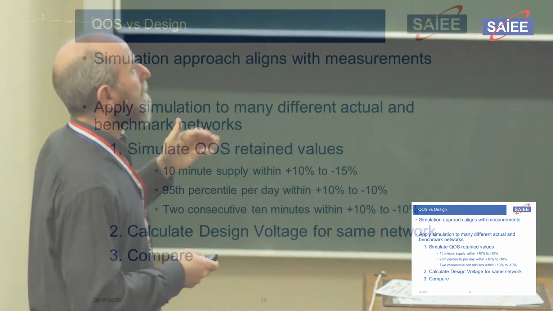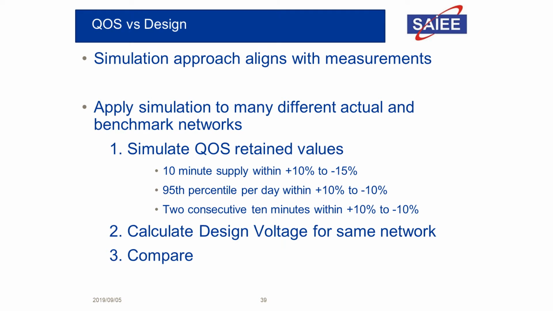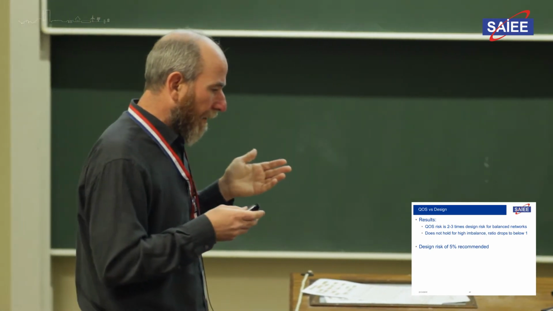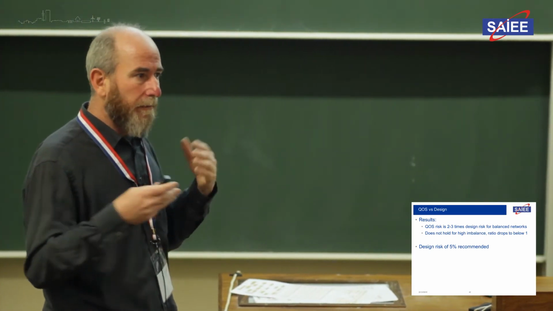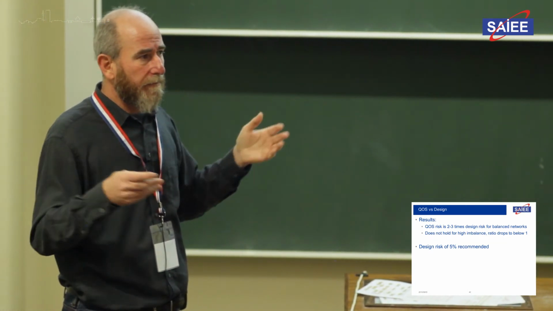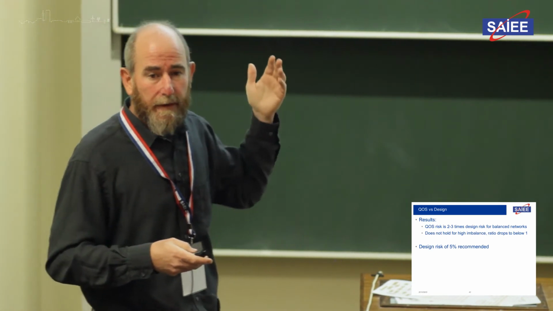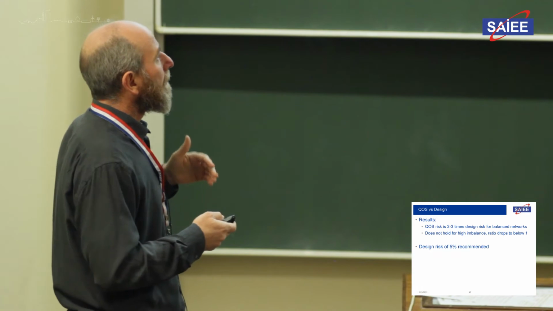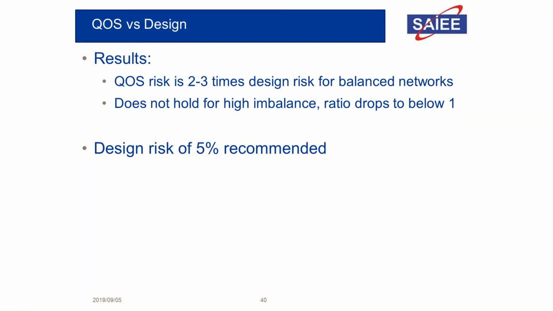So now what we want to do is say, okay, we're still trying to answer this question: what is the quality of supply risk versus the design risk? I applied it to a whole bunch of different types of networks, some balanced, some unbalanced, some from the benchmarks, the NRS 034, which has a whole bunch of benchmark networks, and some of the actual ones. And so my conclusion is that the quality of supply risk is roughly 2 to 3 times the design risk. So my master's degree vindicated, yeah.